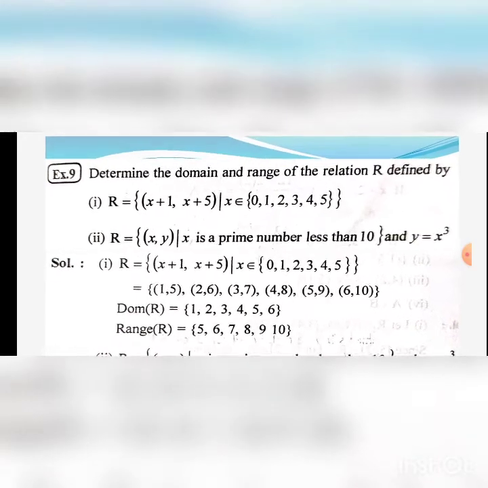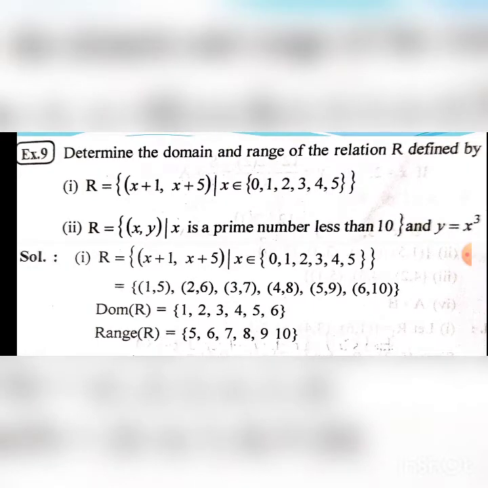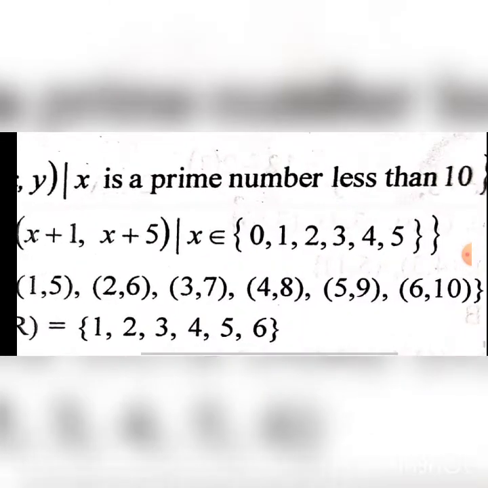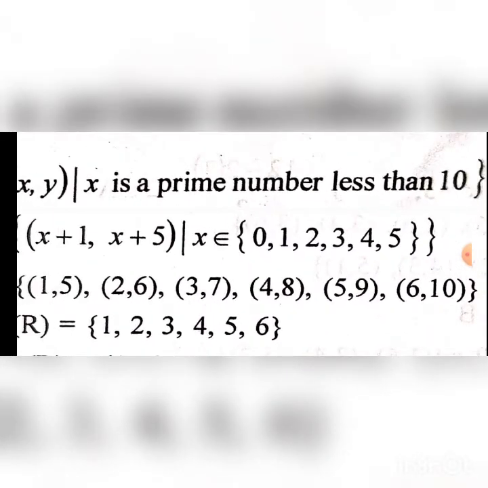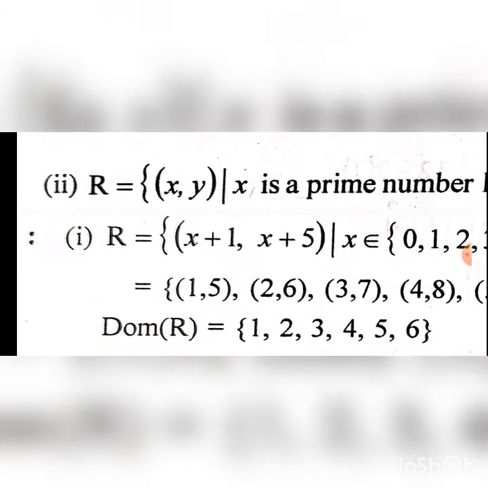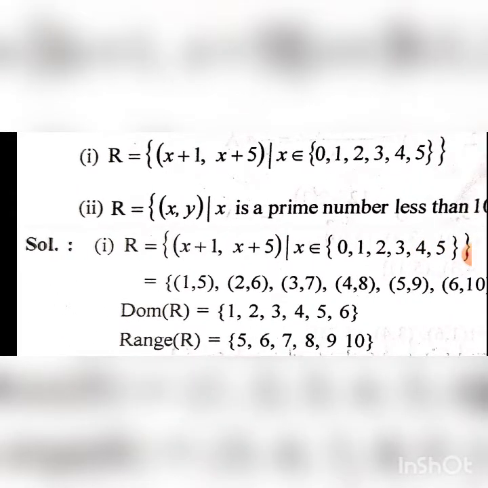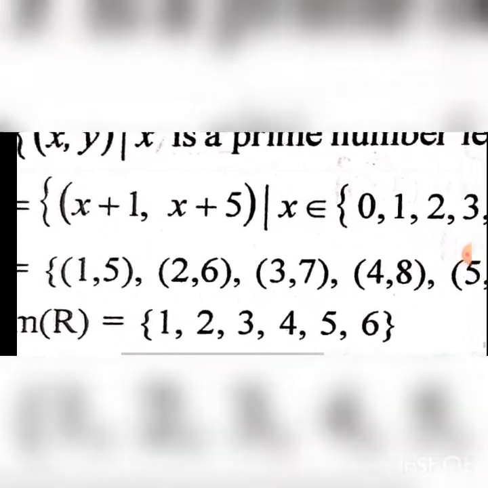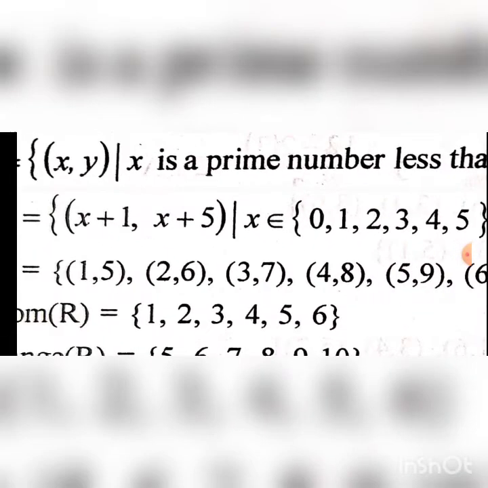So first, we are given relation R equals ordered pairs (x+1, x+5) such that x belongs to {0, 1, 2, 3, 4, 5}. So R will be what? Firstly we put x equal to 0, then x equal to 1, 2, 3, 4 and 5. Firstly we put x equal to 0. Then the ordered pair will be (1, 5). Then put x equal to 1. The ordered pair is (2, 6). Then x equal to 2, (3, 7).